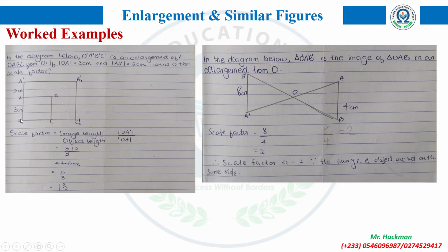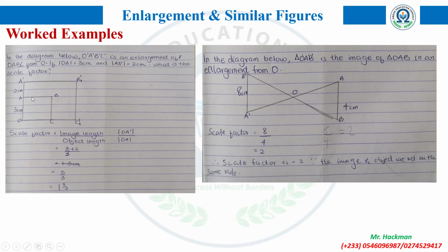So if I'm looking at the object OA, its corresponding image will be OA prime. OA, the natural fact is the numerator, must be the image. So OA prime will be 2 centimeters plus 3 centimeters. So that will give us 5, over your OA, which is 3. So that gives us 5 over 3, and that will be your scale factor.